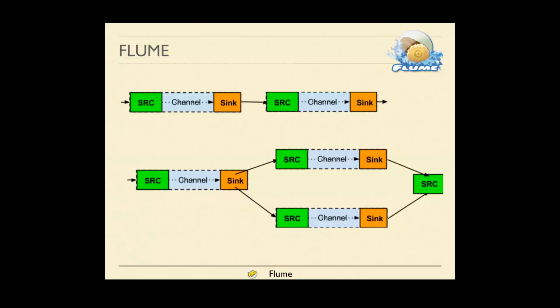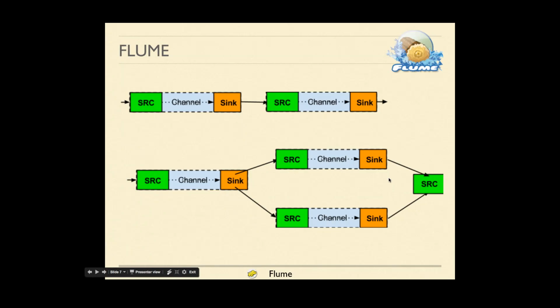So you can connect these agents with each other. You can say that the sink of one is the source of another, which means you can chain the agents together. Similarly, you can have multiple sources, or the sink can write to multiple places. The sink could write to multiple places, and similarly the source could absorb data from multiple places.